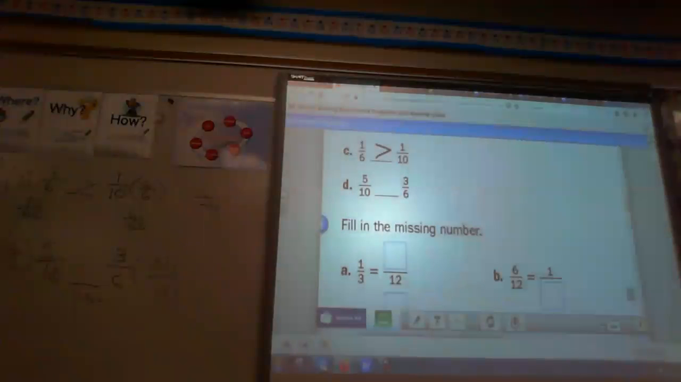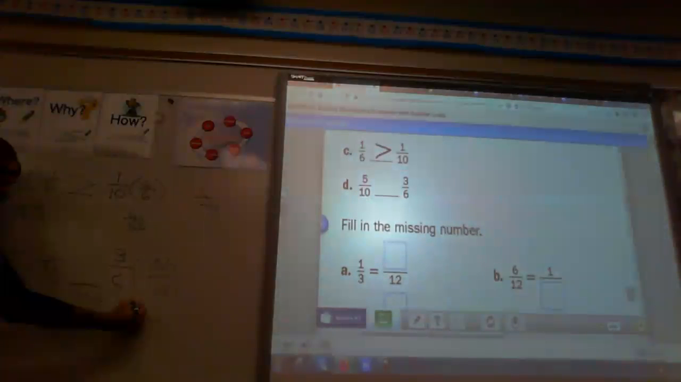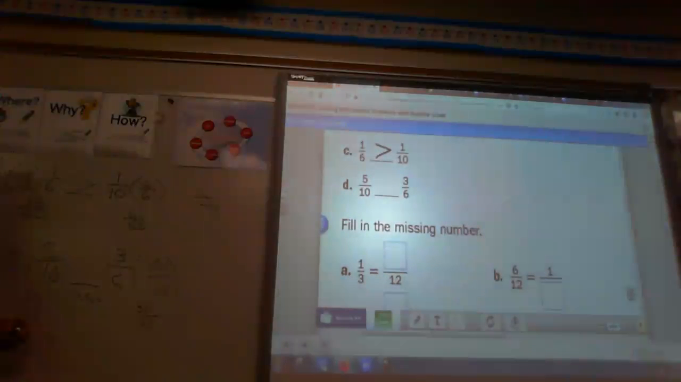Okay, here we go. 6 times 5, 30. 6 times 10, 60. 3 times 10, 30. 6 times 10, 60. So these are equal. Excellent. And some of you are probably smart enough to realize 5 is half of 10 and 3 is half of 6. But I do want you to practice.